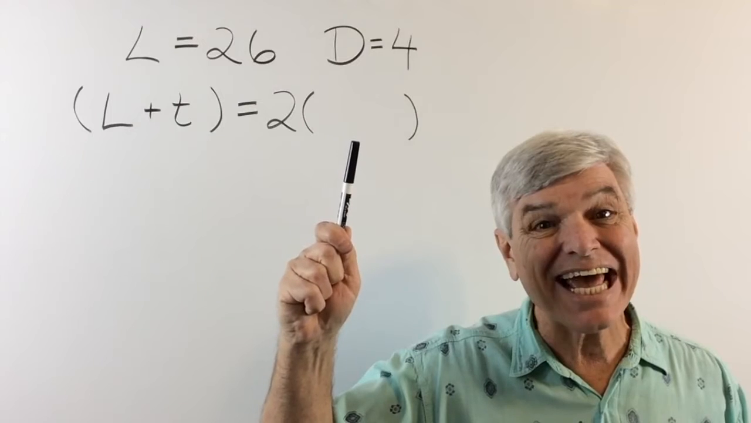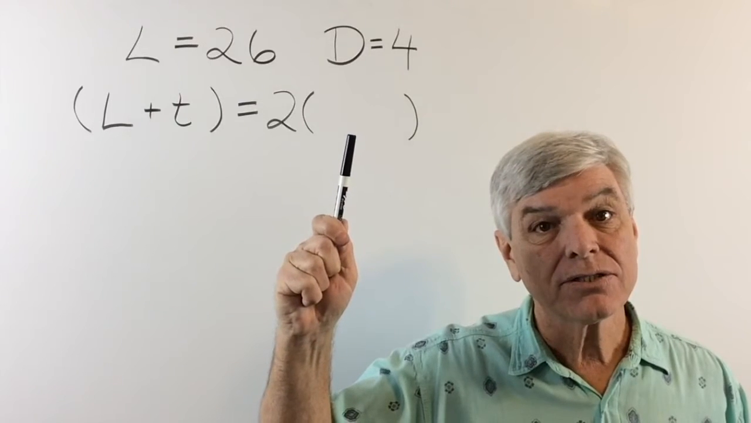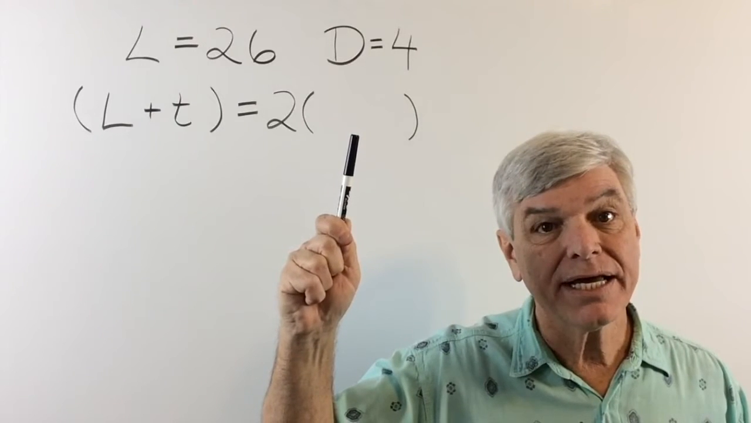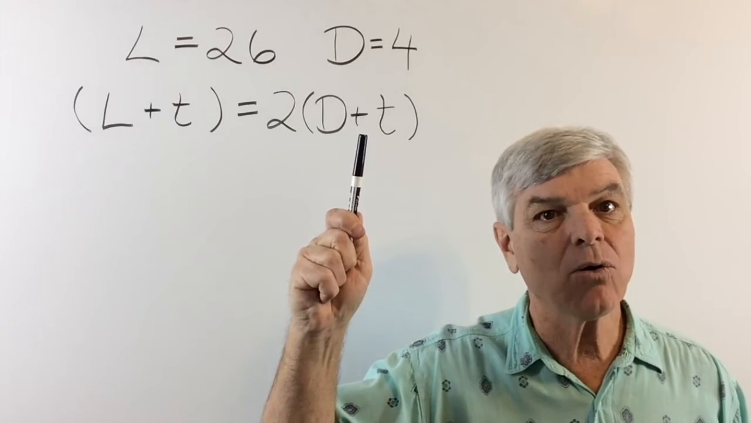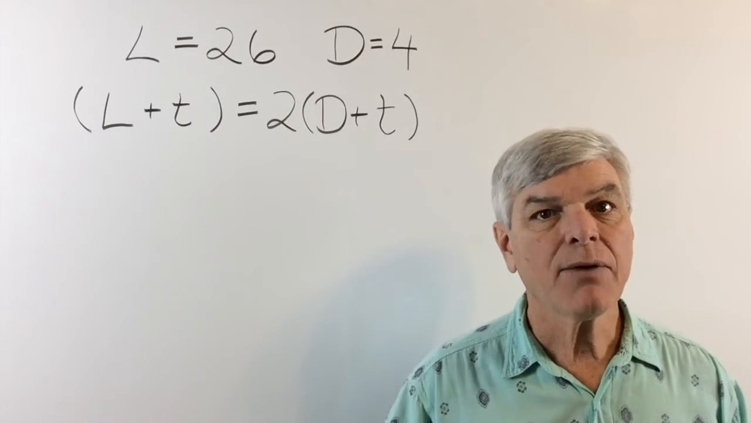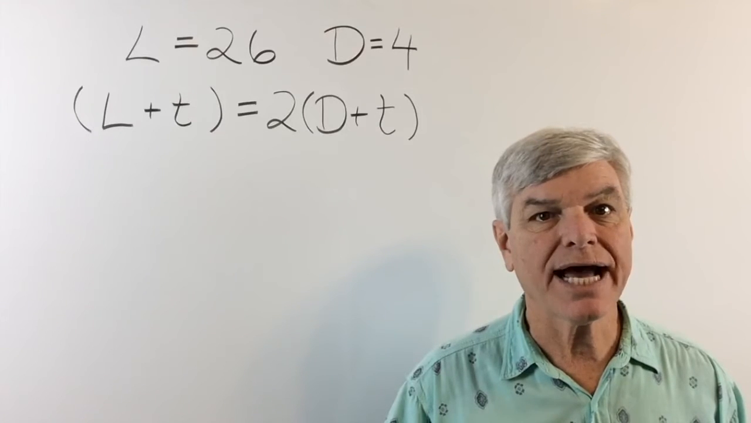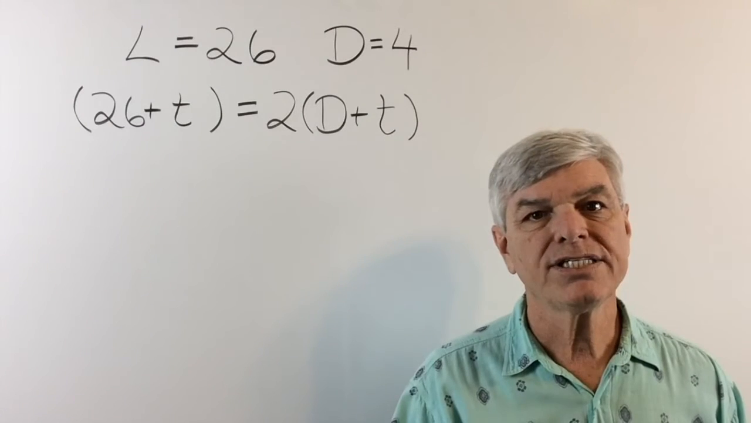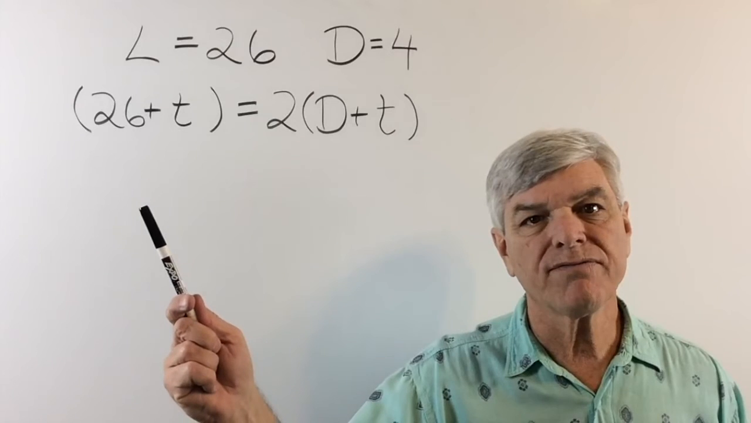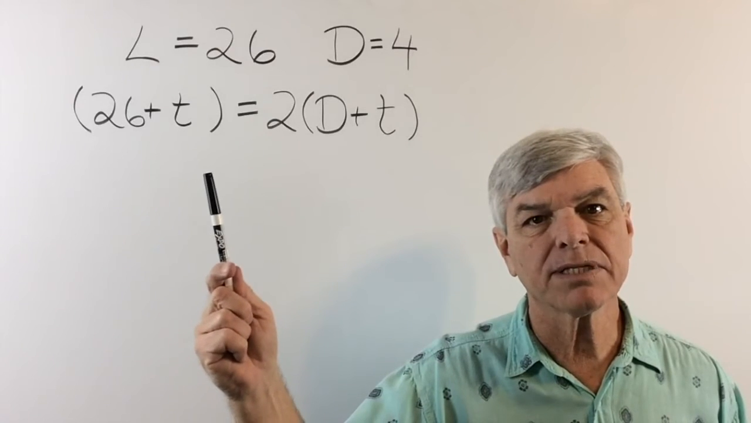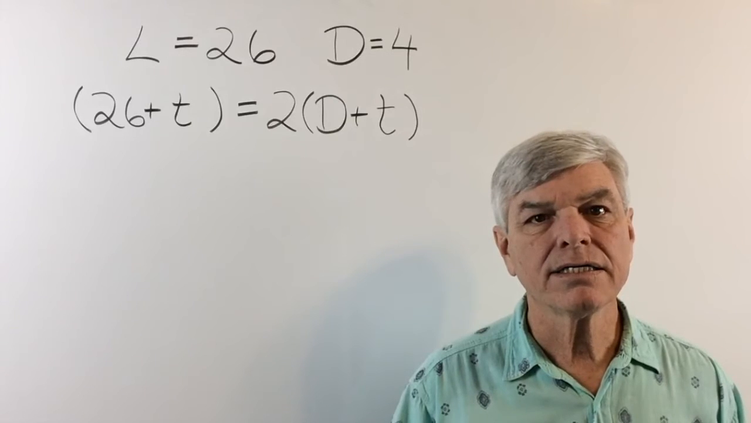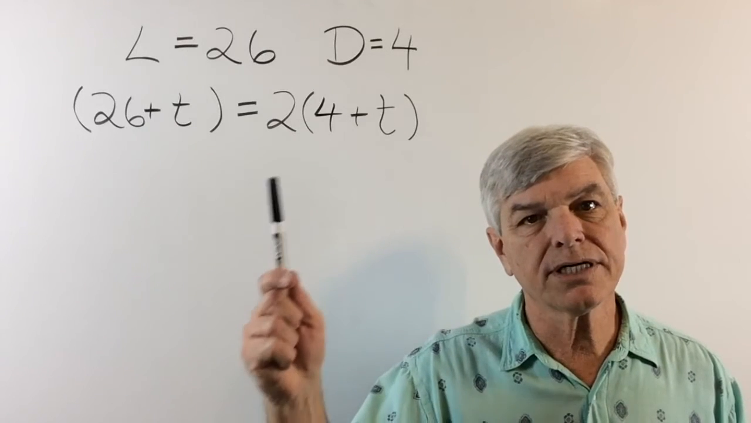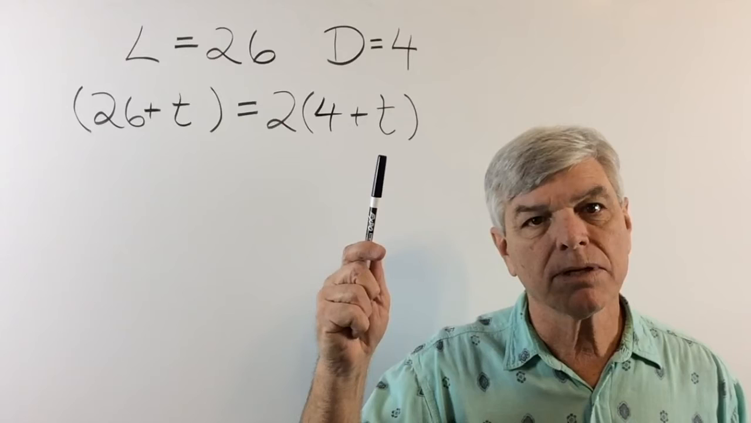That's her daughter's age in the future. So her daughter is going to be D plus T in the future. That's how old she'll be. Now we know how old Louise is now. She's 26 years old, so in the future she'll be 26 plus T. And her daughter, in the future, her daughter's going to be 4 plus T.